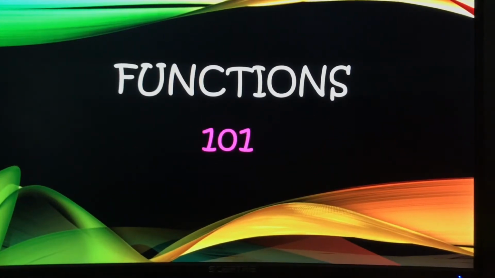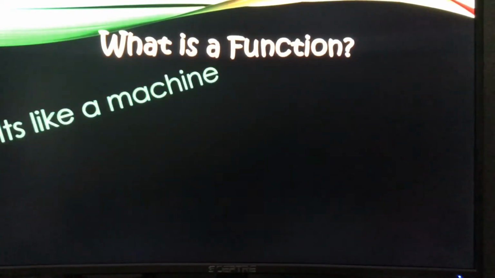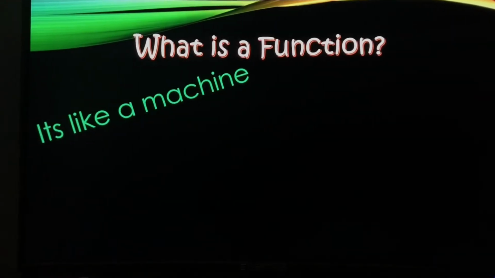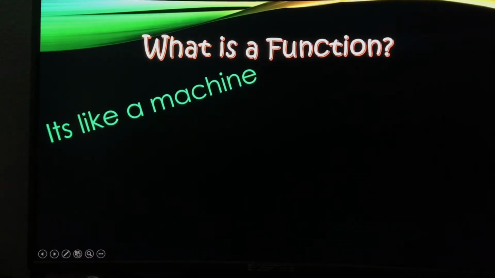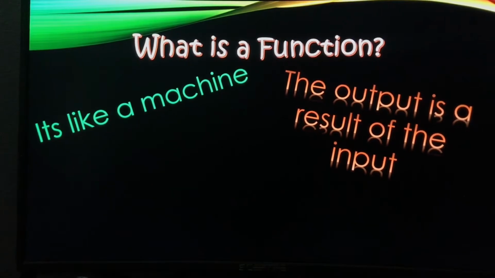Let's take some time to talk about basics of functions and what a linear function is. So when we talk about what is a function, well, a function can be related to basically a machine. There's an input and an output. Your output, what you get out of your machine, is going to depend on what you put in it.